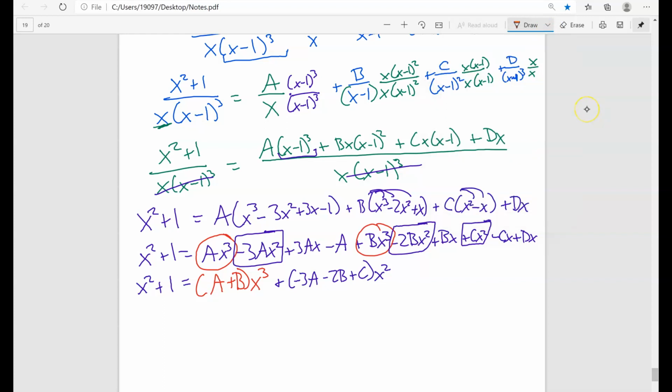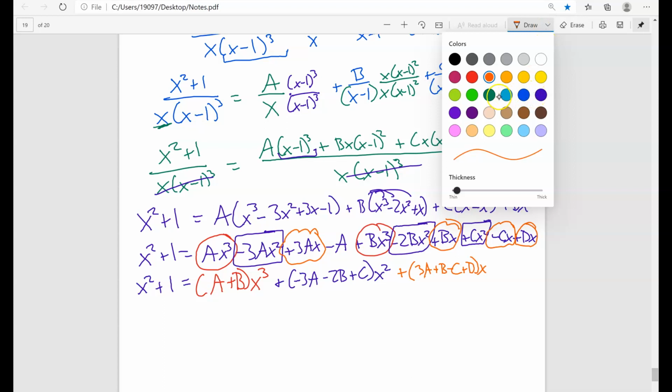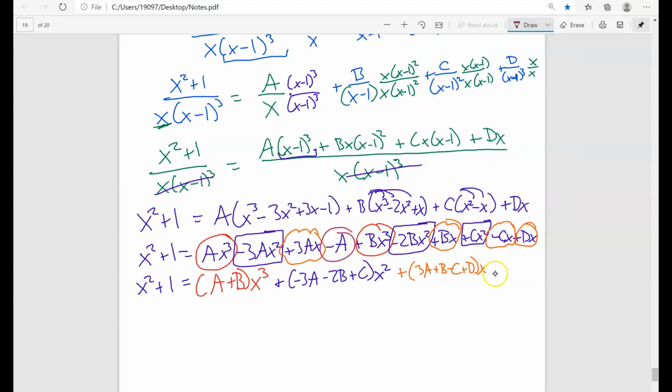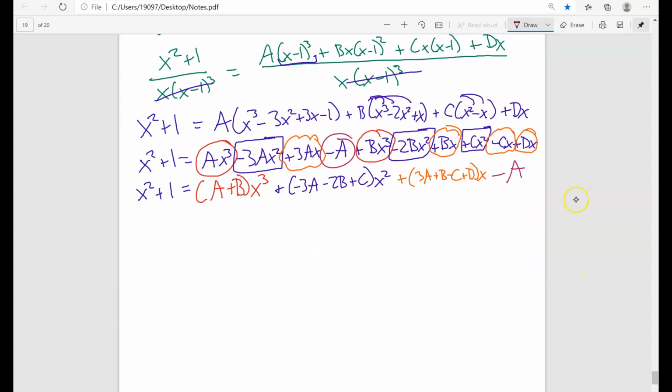Then I'm going to have my x's, which is going to be this guy, and then this guy, and then this guy, and then this guy. So what is that going to be? That's going to be 3a plus b minus c plus d, times x. And then finally, we're just going to have the last guy, which is going to be this lonely guy, minus a.